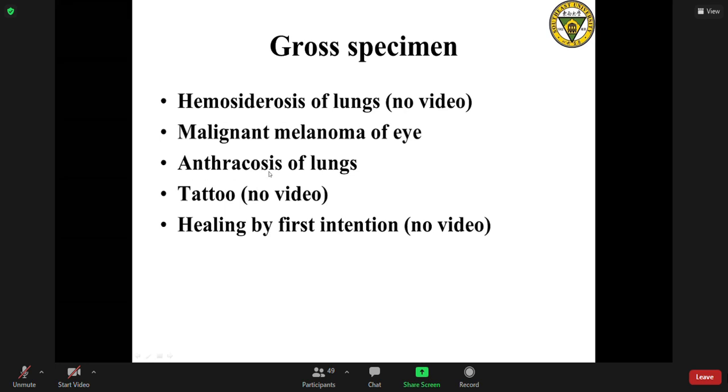Okay, anthracosis. It's very easy. Some dirt or dust, maybe carbon dust, is deposited in the lungs. It's an outer pigment, an exogenous pigment deposited in the lungs. Tattoo is also simple. It's also an outer pigment. The last one is healing by first intention. It's also a repair after certain operations. We can say the healing by first intention of the skin.